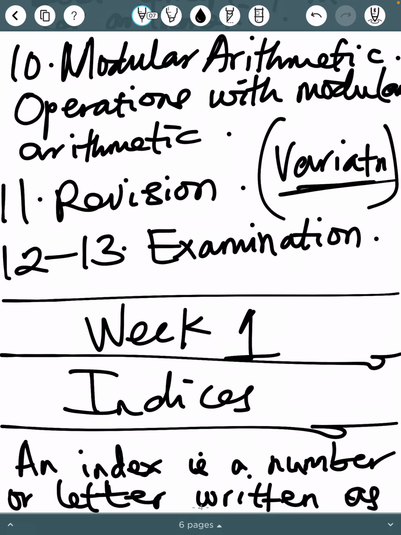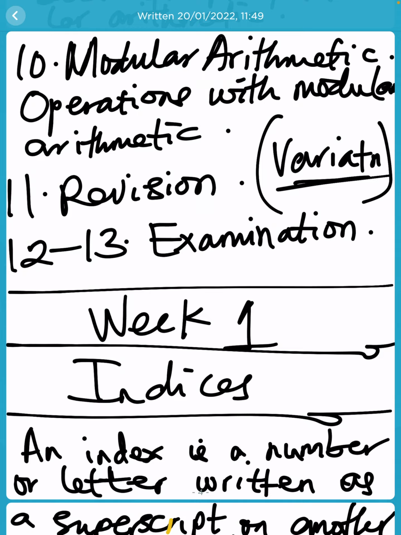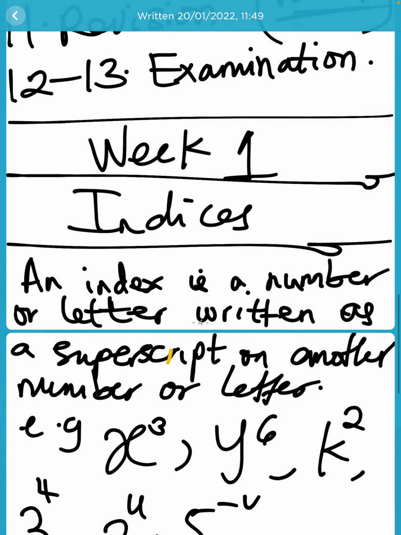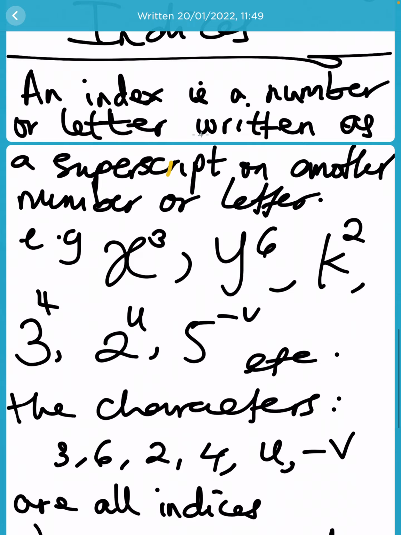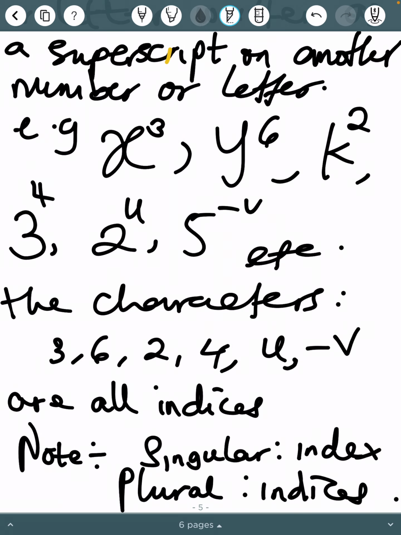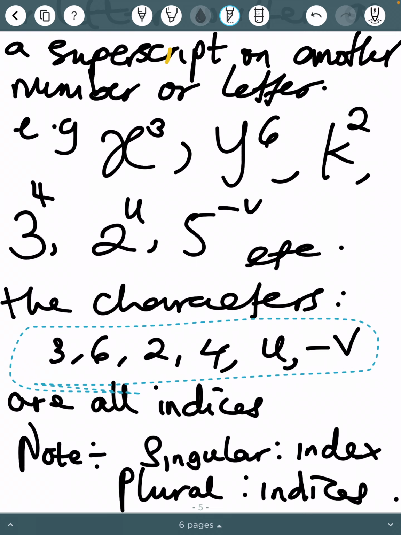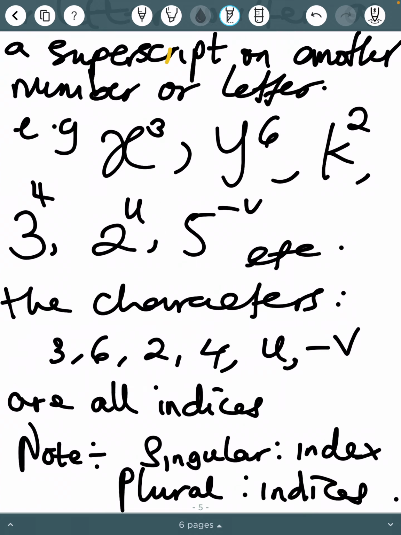Let's see. So we start with indices. An index is a number or letter written as a superscript on another number or letter. As you can see here, all these characters, 3, 6, 2, 4, U, minus V, are all indices. I said subscript, it should be superscript. They are written as superscripts on letters or sometimes numbers. So that's what we refer to as indices. The singular is index, plural indices.